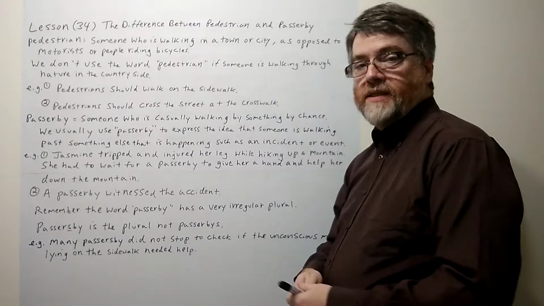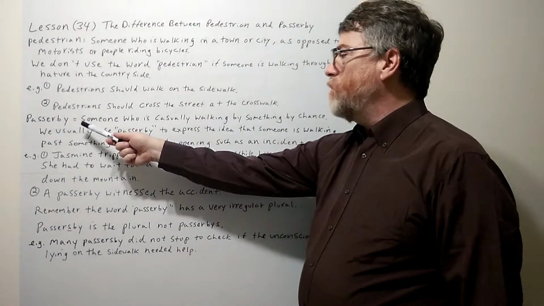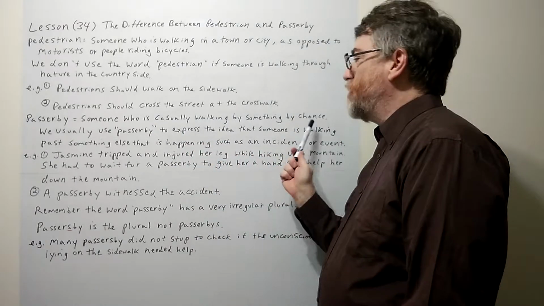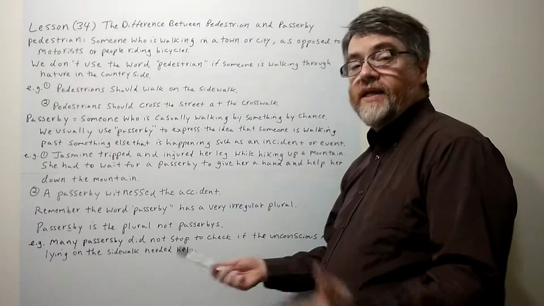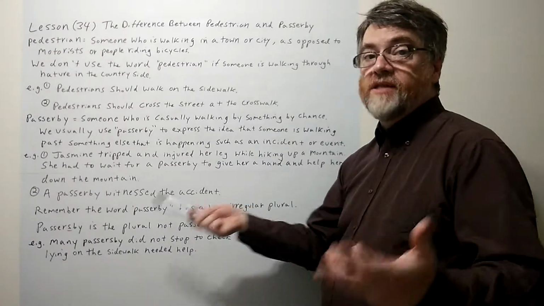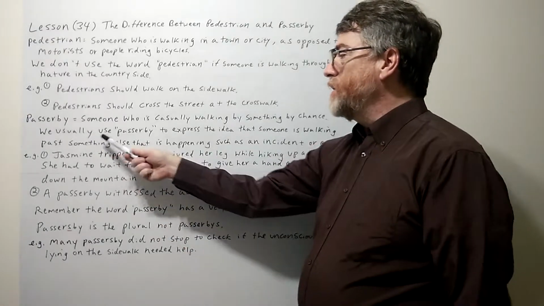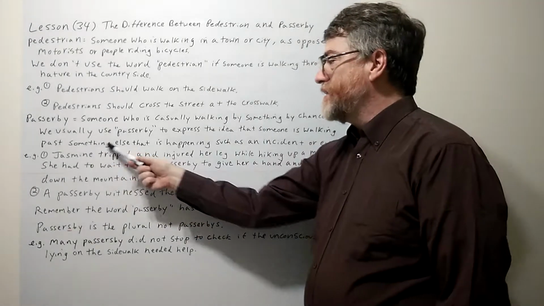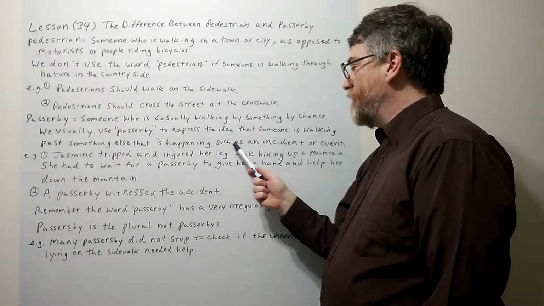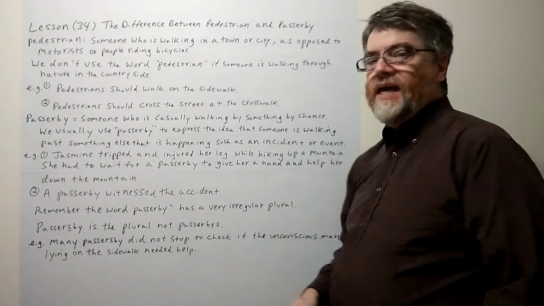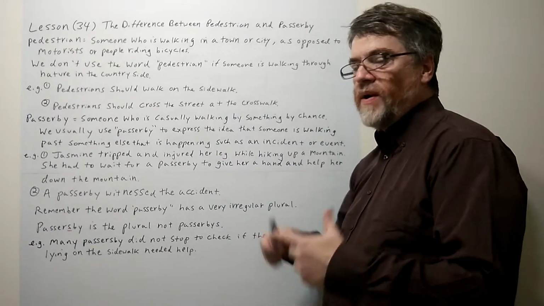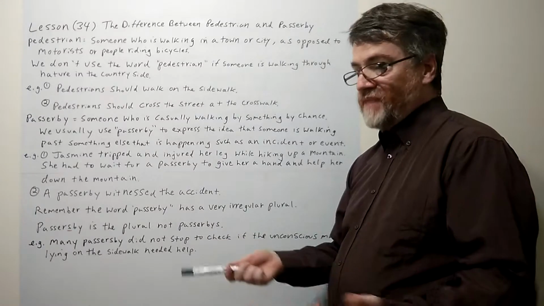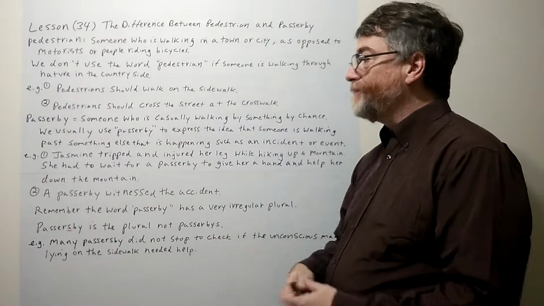Let's take a look at passerby. Passerby: someone who is casually walking by something by chance. They're not running. They're just taking their time. They just happen to be going, and then something happens. We usually use passerby to express the idea that someone is walking past something else that is happening, such as an incident or event. It wasn't something planned. You weren't going there to see something. You were just walking by and something happened, and you happen to see it.